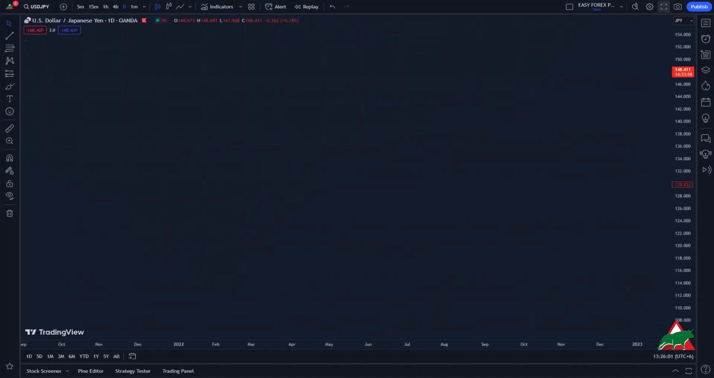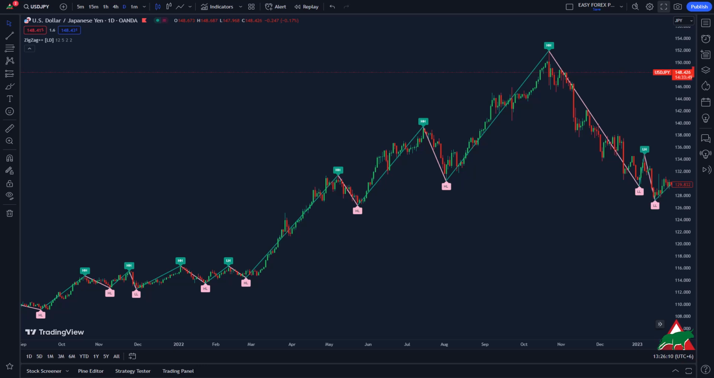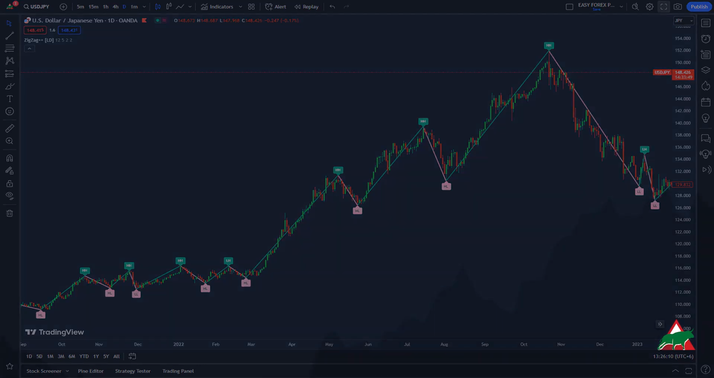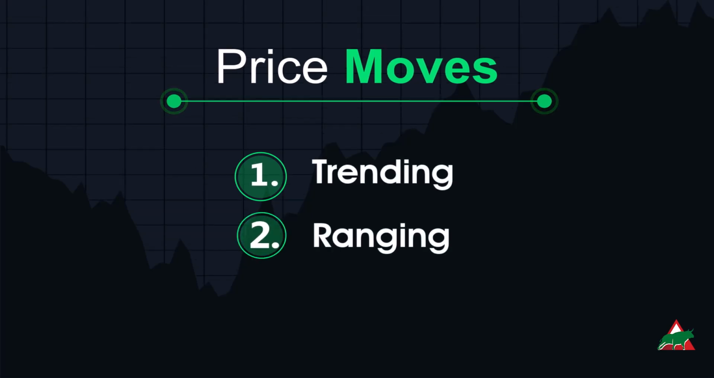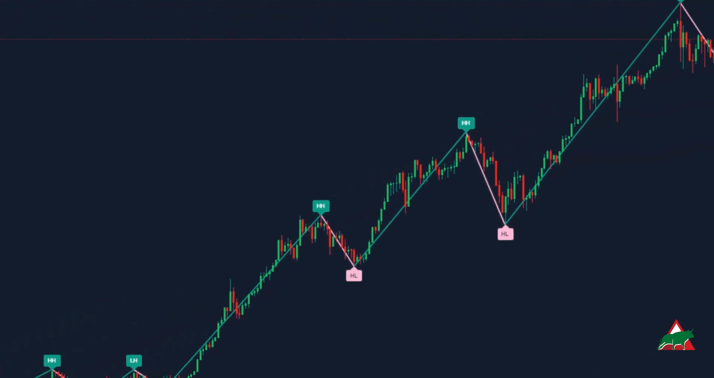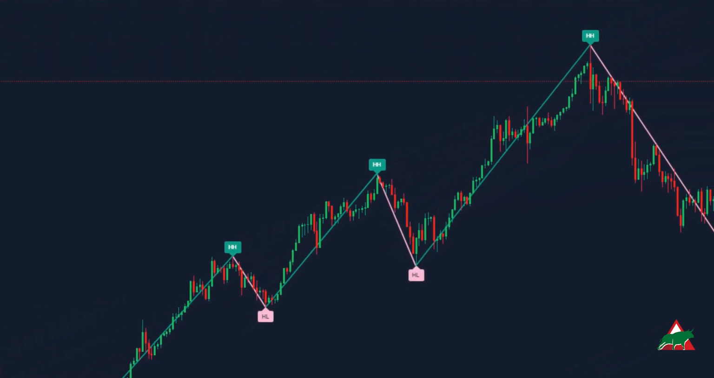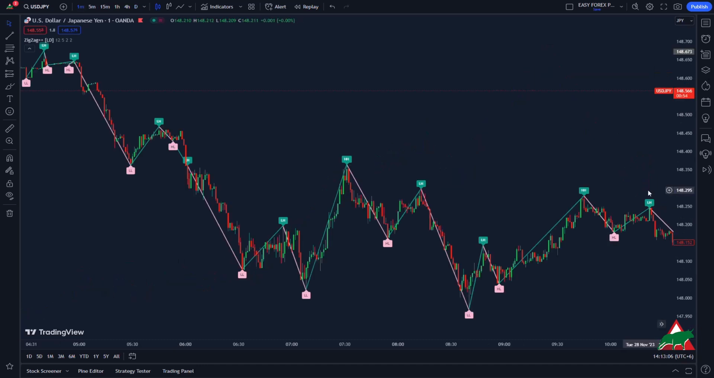So, what exactly is market structure in the Forex world? Well, think of it as the blueprint of price movements. It's like looking at the skeletons of the market. Now, there are two main market behaviors: trending and ranging. In an uptrend, the market is on a joyride to the upside, creating those higher highs and higher lows. Remember, the market doesn't always move in a perfect pattern, especially in shorter time frames, like in this 1-minute chart.